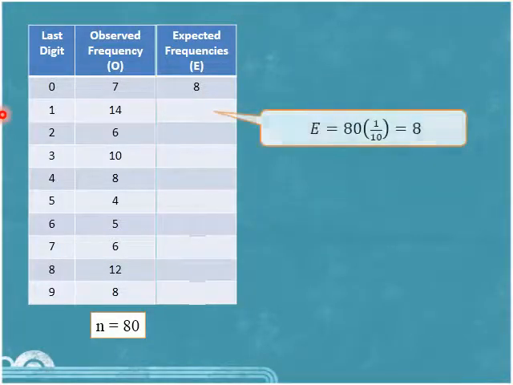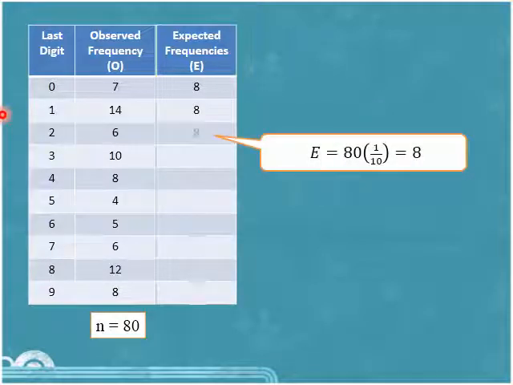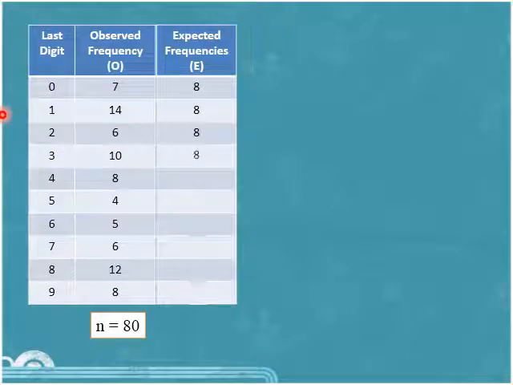The same would go for the expected number of ones to come up. We'd have n times p, or 80 times 1/10. And again for 2, and again for 3, 4, 5, 6, 7, 8, and 9. So in other words, we would expect 8 of each last digit out of 80 total.